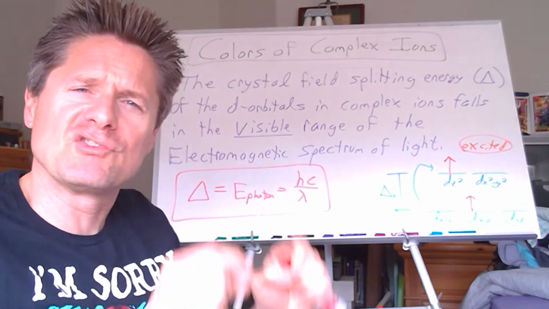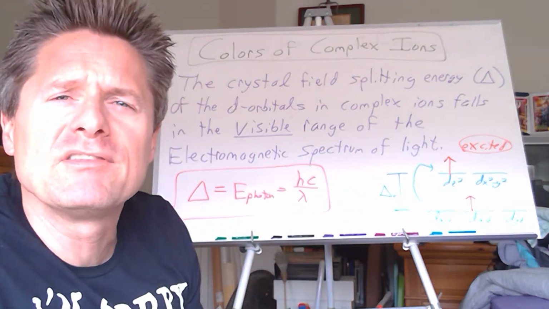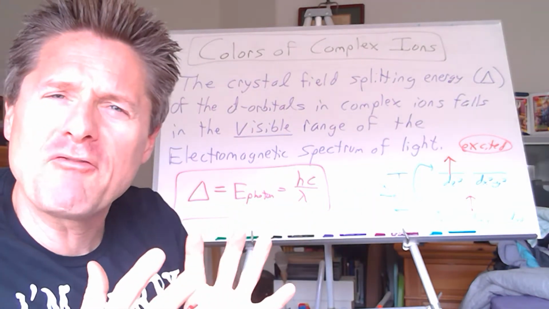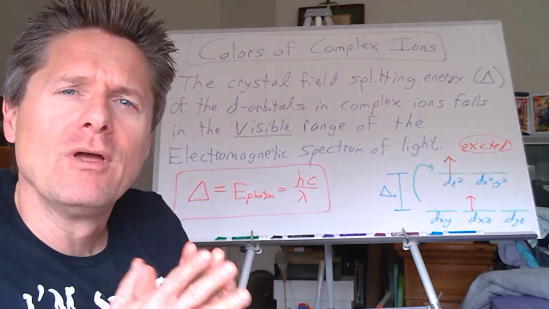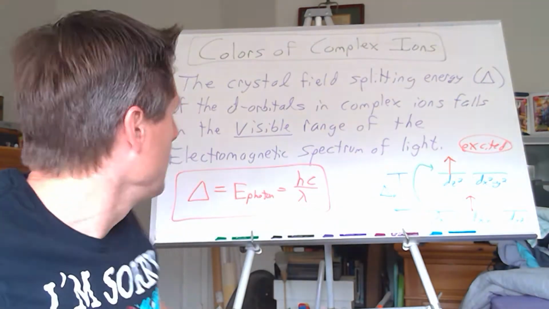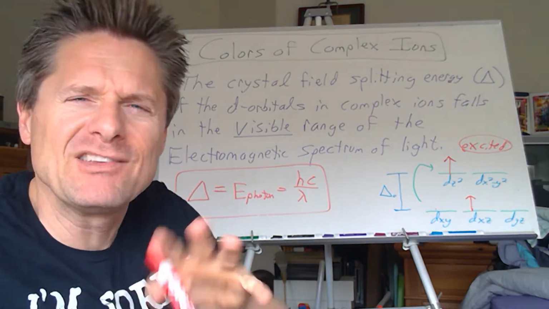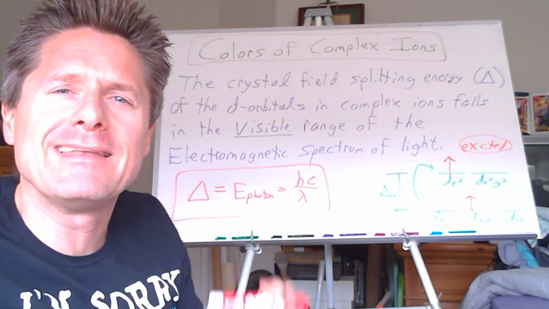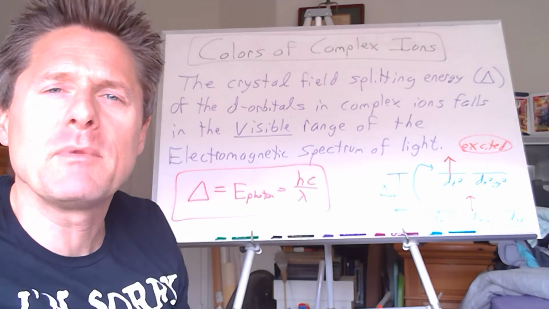So what I want to do is redo that spectrochemical series and relate it in a rough way to the wavelengths of the visible light region of the electromagnetic spectrum. And this is just a rough rule of thumb to give you an idea of what colors things are going to be. So let me pop that up real quick.